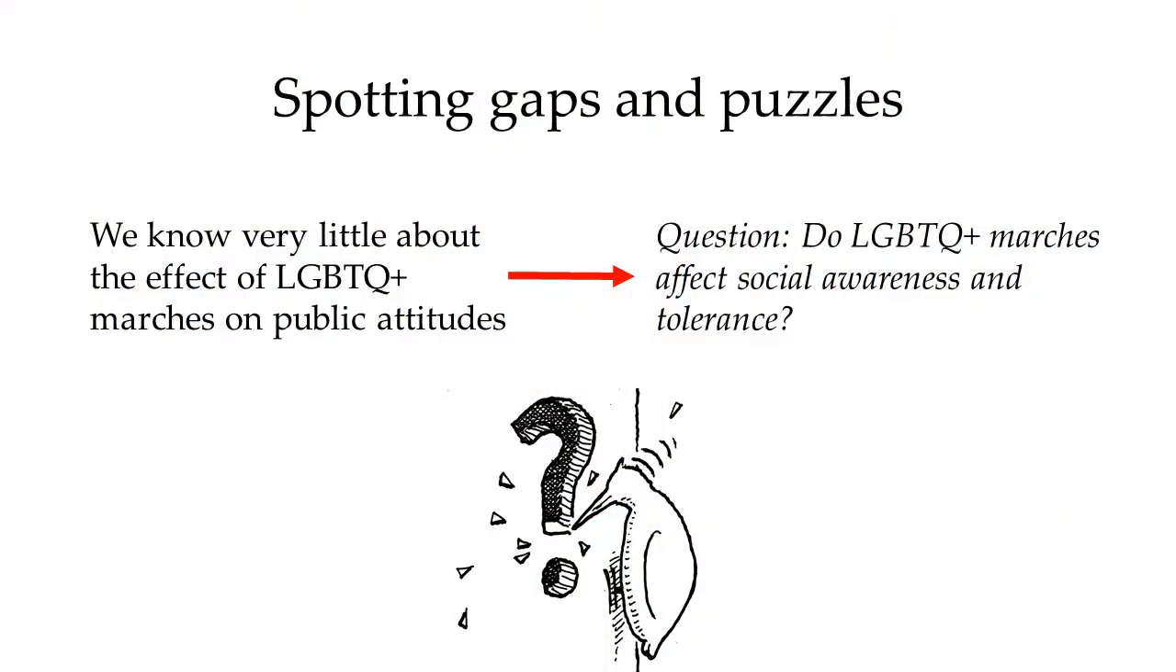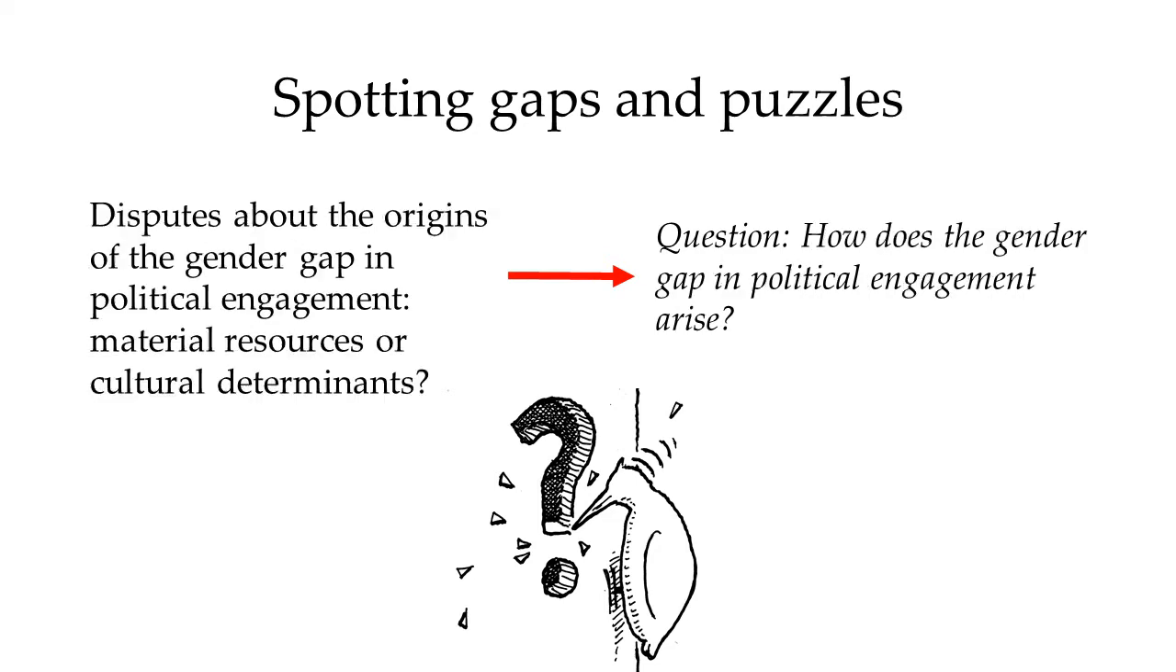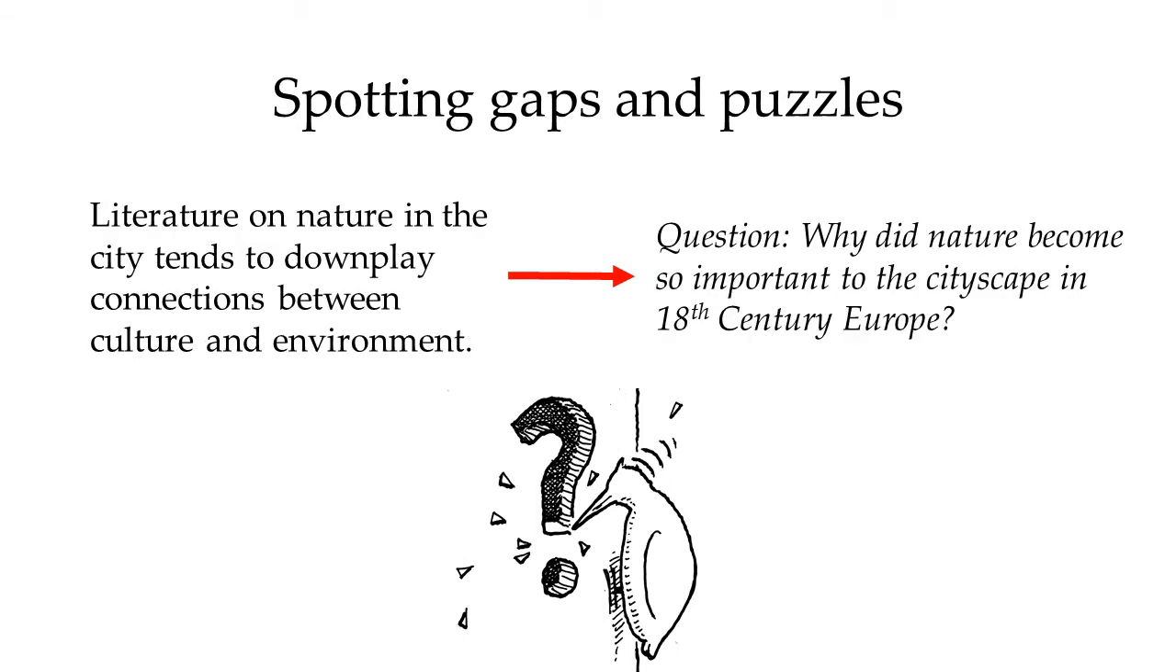For instance, you might spot a gap in the literature on social activism. We don't know very much about whether public marches from LGBTQ groups actually increase social awareness and tolerance. So you could pose the question, do public marches really make a difference to societal attitudes? Or you might see a dispute about the gender gap in political engagement. Some scholars emphasise material resources, others credit cultural determinants. And you could have a go at adjudicating that dispute by asking, how does the gender gap in political engagement arise? You might observe that existing scholarship about nature in the city downplays the connections between culture and environment. Your observations about the problems of the literature might inspire you to ask the question, why did nature become so important to the cityscape in 18th century Europe?